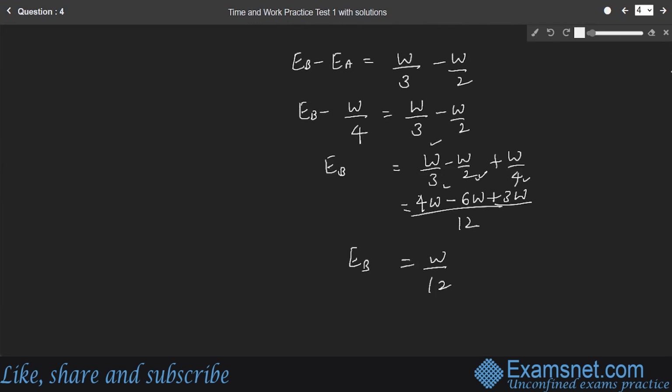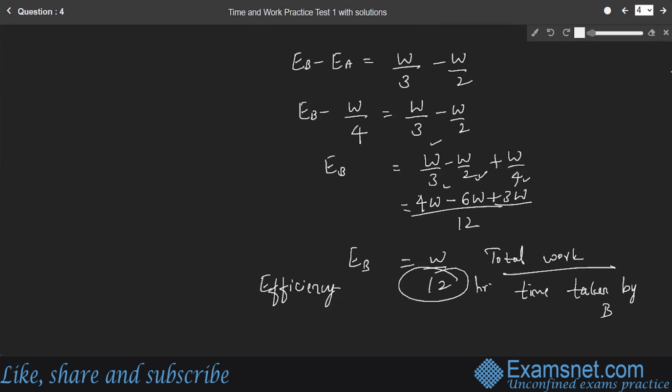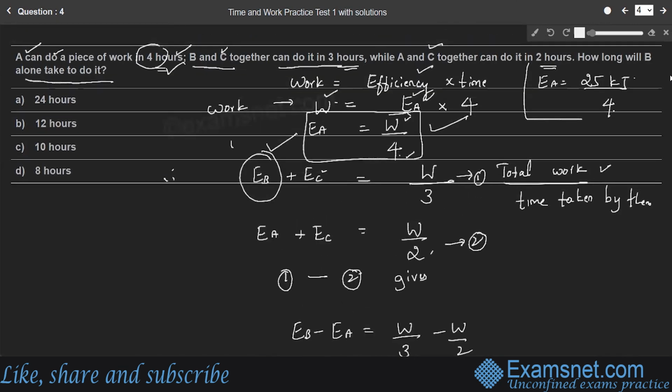What is EB? Efficiency of B. Work done per unit time is called efficiency, equal to total work done by B divided by time taken by that respective person. Here it is B. So B takes 12 hours to complete W amount of work. That means B alone will take 12 hours.